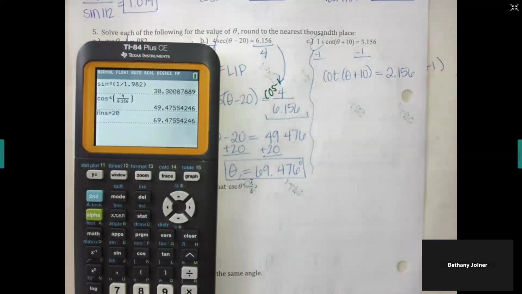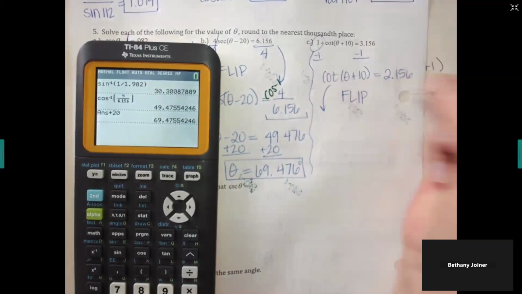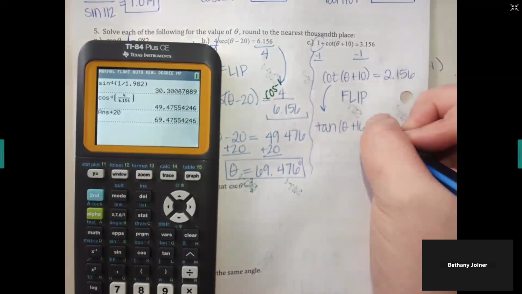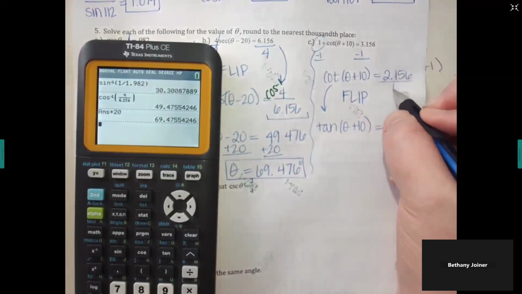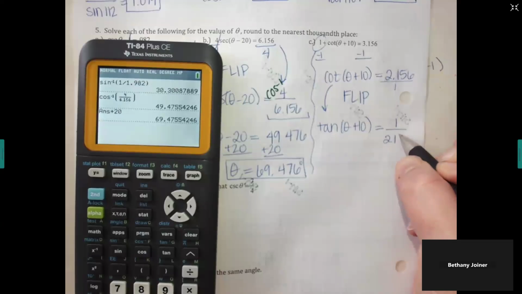And then when I'm looking at my calculator, there's no cotan button. I can't use that. But if I flip it, which one does cotan go back to? Tangent, very good. So when I flip both sides, this is going to go back to tan theta plus 10. And this, if it's not a fraction already, just put it over 1 so that you have something to flip it with. So now it'll be 1 over 2.156.